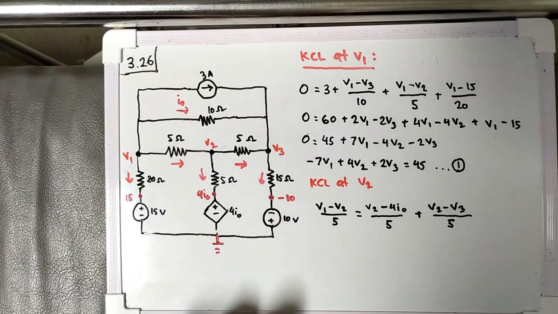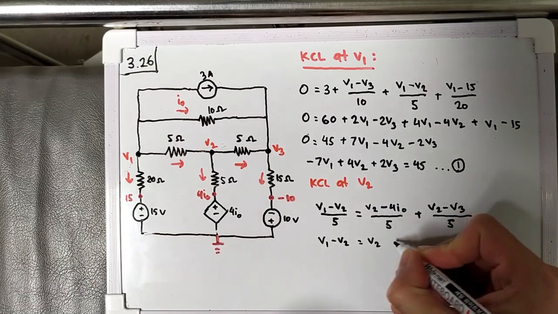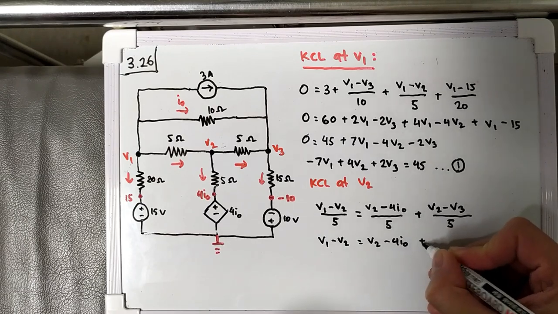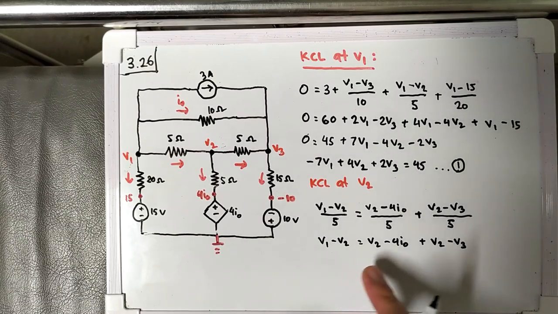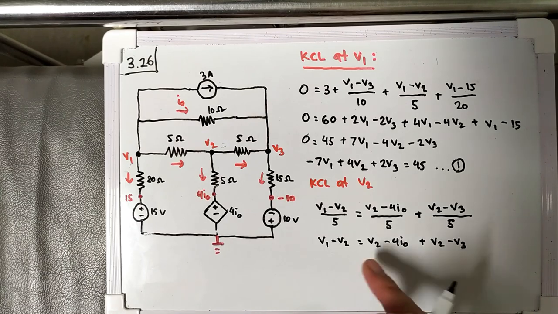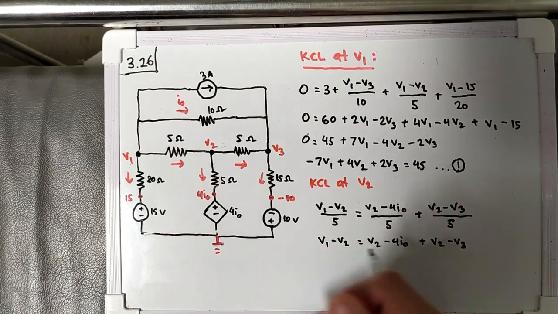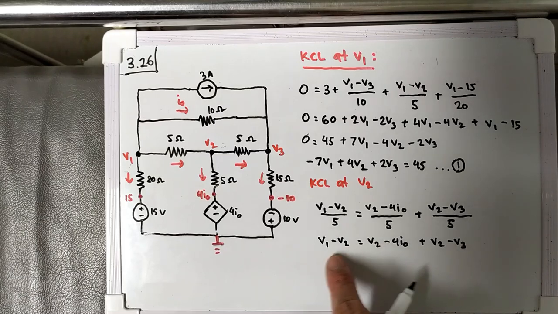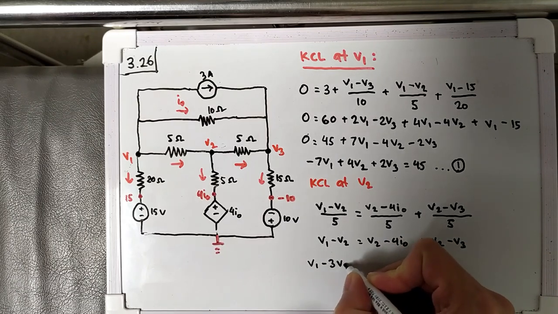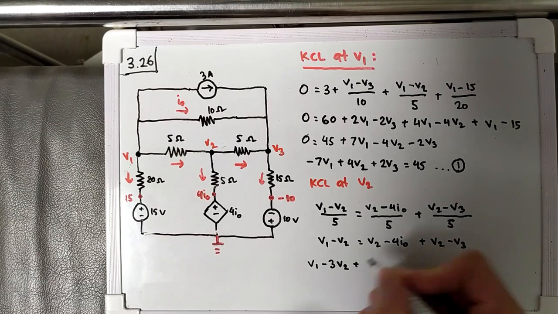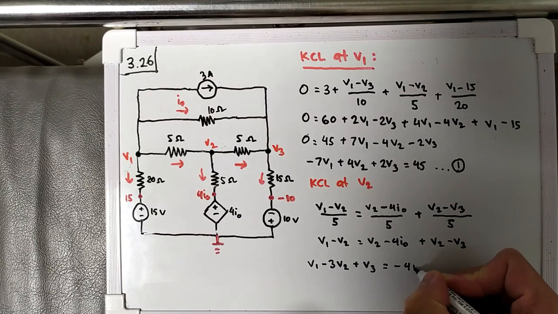You can multiply both sides by 5, so we will have V1 minus V2 is equal to V2 minus 4I0 plus V2 minus V3. So let's do some algebra first. I will move the V2 terms to the left hand side. So minus 1, minus 1, and minus 1, we get V1 minus 3V2. And for V3, we will have plus V3 here, and that will equal minus 4I0.